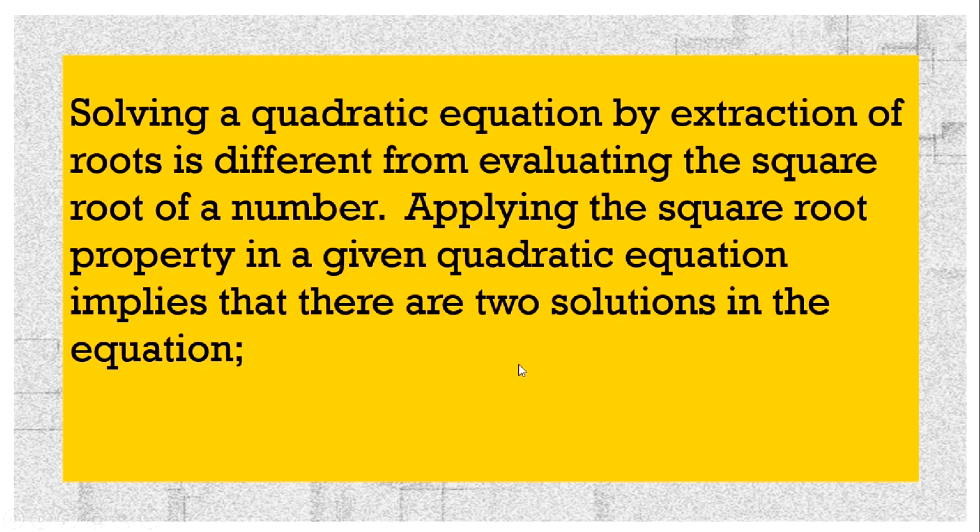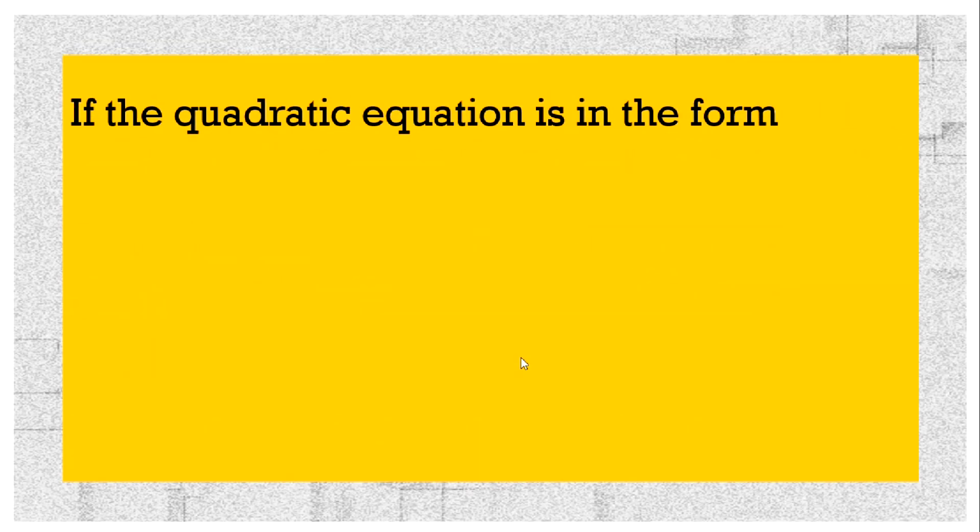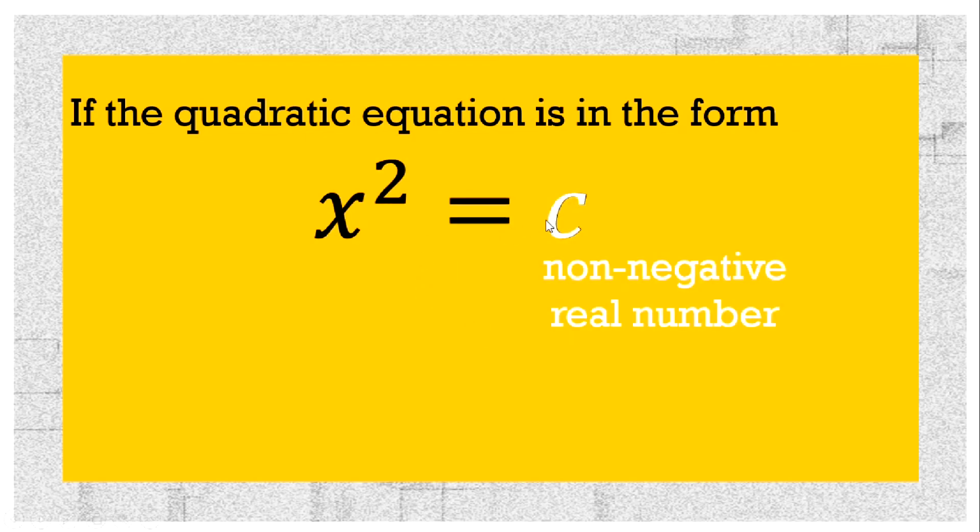Solving a quadratic equation by extraction of roots is different from evaluating the square root of a number. Applying the square root property in a given quadratic equation implies that there are two solutions in the equation, the positive and negative roots. If the quadratic equation is in the form x squared equals c, remember that c should be a non-negative real number. Take note of that.